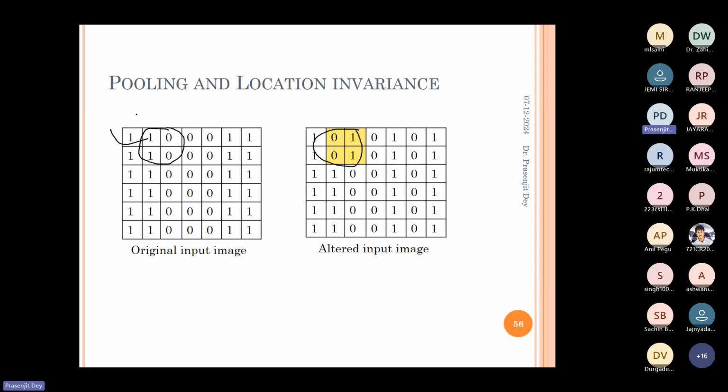Now, suppose I am going to consider the max value in this region. In that case, even if some pixels have changed their position or value, we are still going to get the same output. So if some pixels are altered, that will not be taken into consideration in the next convolution layer. And that is one of the primary benefits of pooling. Pooling makes the data location invariant.